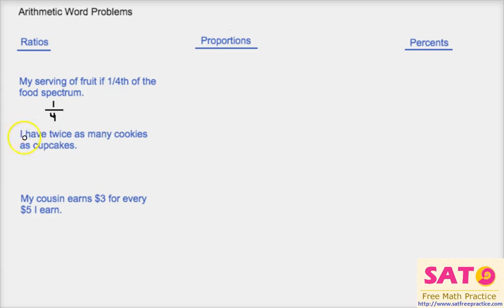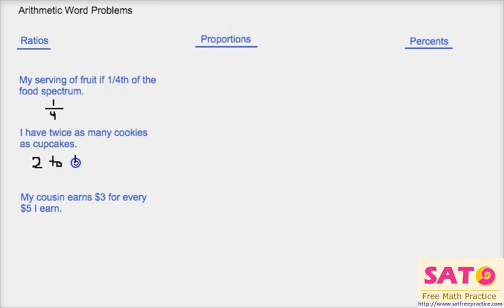The next one is, I have twice as many cookies as cupcakes. This is basically saying that for every 1 cupcake, you have 2 cookies. So we could say for every 2 cookies, and we're going to write this in a verbal expression. So it's a 2-to-1 ratio.